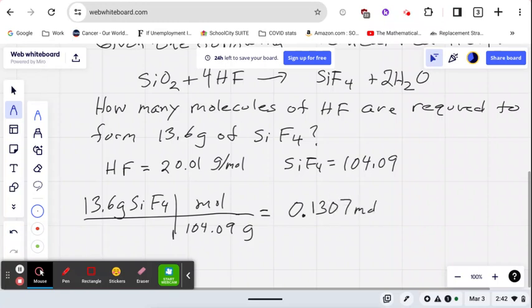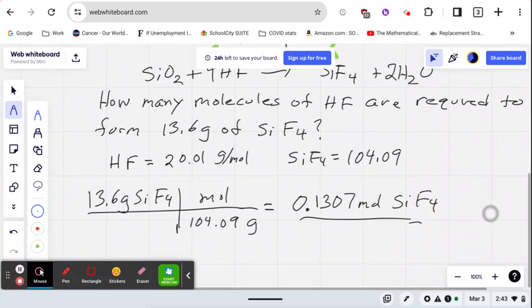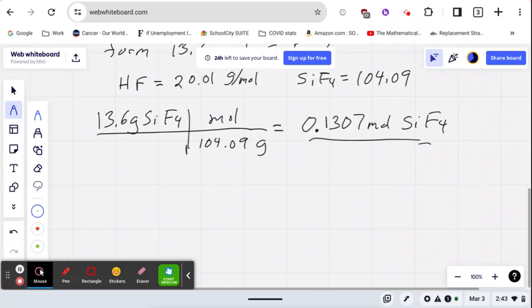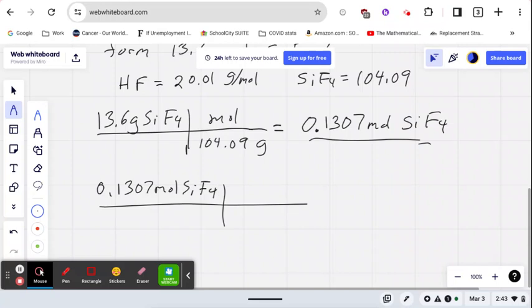So there's 0.1307 moles of SiF4, which is my first intermediate calculation. I can go ahead and take that and turn it into moles of HF. Really, all I did was take this number and bring it down to here.